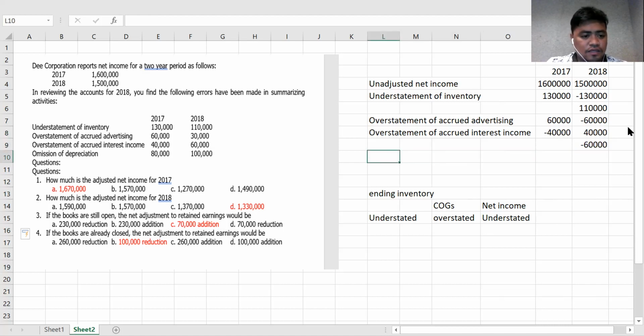Next would be the omission of depreciation. Depreciation is a non-counterbalancing error, so it will not counterbalance in the next year. For 2017, you did not record depreciation. So depreciation is understated, so your net income is overstated by 80,000. And for next year, 100,000.